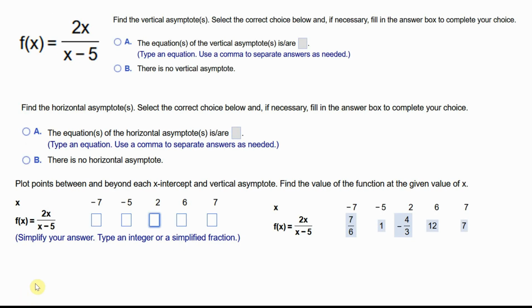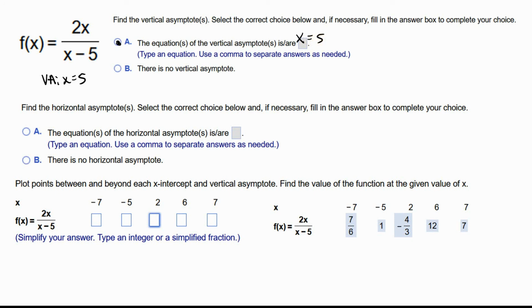Now find the vertical asymptote, same problem. Here we set the denominator equal to 0. We get the vertical asymptote x equal to 5. You've got to put in x equal to 5.